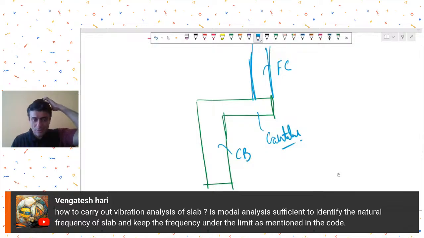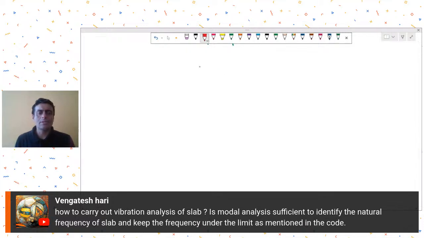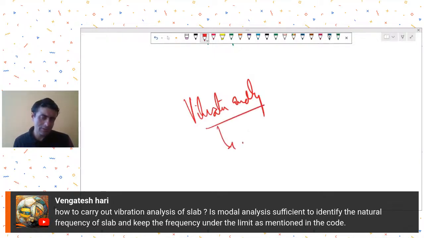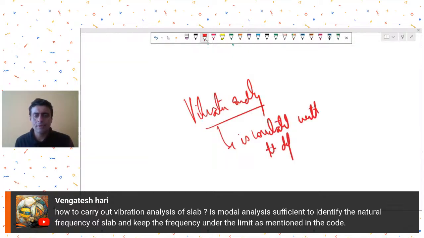Mr. Venkatesh is asking how to carry out vibration analysis of slab. Is modal analysis sufficient to identify the natural frequency of slab and keep the frequency under the limit as mentioned in the code? Yes, so there are different procedures given in the code for vibration analysis. There are some approximate methods. So in one case, the vibration analysis is correlated with the deflection. Here I am talking about the vibration in the gravity direction.